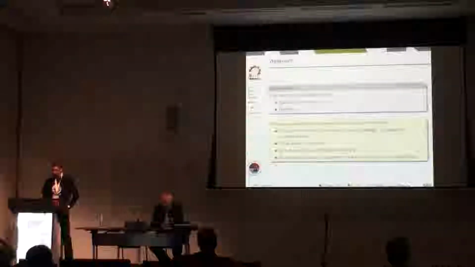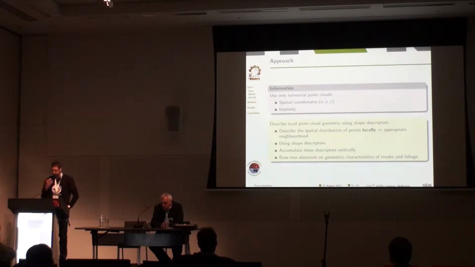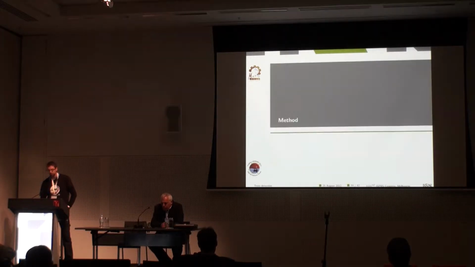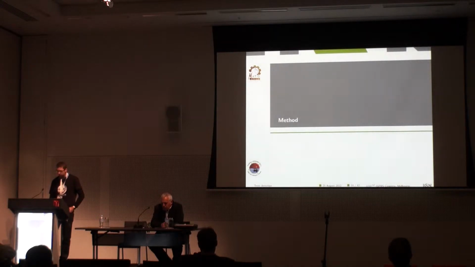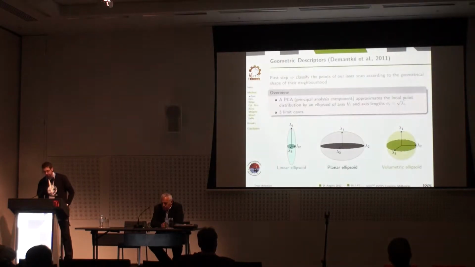And so what we wanted to do was to describe the local point cloud geometry using some shape descriptors. So the first part is going to be about finding the appropriate shape descriptors to do that. Then these shape descriptors, we're going to accumulate them vertically. And finally, we're going to base our tree detection on the geometric characteristics of trunks and foliage. So now I'll detail the method itself.